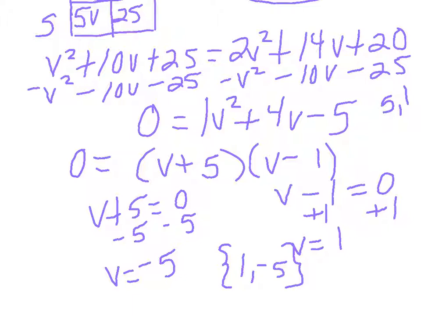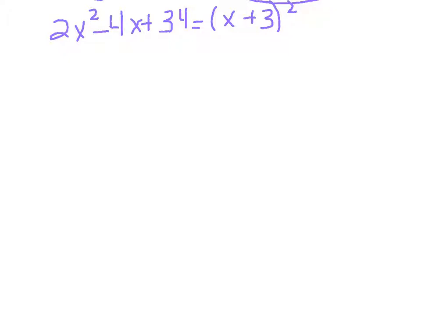I want you to copy down the problem. Do the work in your notebook. You got a couple examples to refer back to. Hopefully you've been taking notes all along. And when you get an answer, I want you to hit the play button and see if you get the same thing that I got. Alright, let's do 2x squared minus 4x plus 34 equals x plus 3 squared. Alright, hit that pause button, follow the manipulations we did before, and check your answer afterwards.